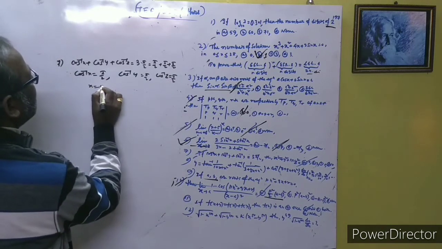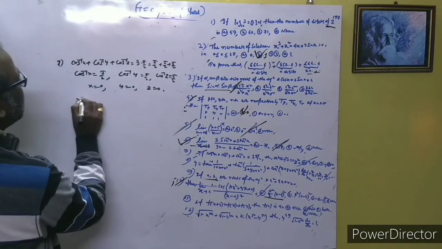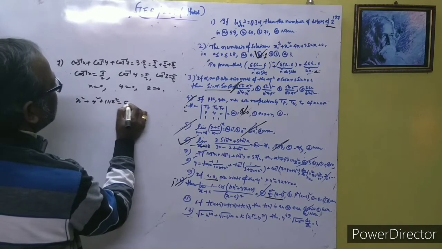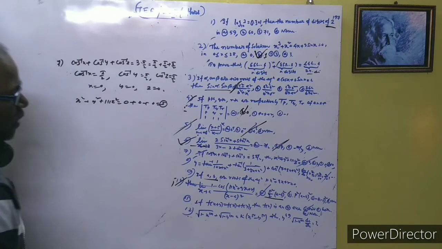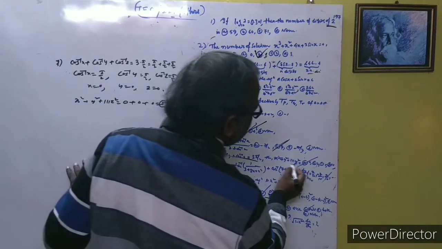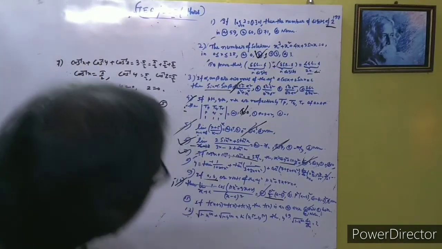And now you can write here this is 0 and this is 0 and this is 0. So now x square plus y square, and this is 1, 1, 1, and z square, this will be 0 plus 0 plus 0, then we got 0 here. So for question number 7, the solution is 0. So this is option A. Okay, see carefully, this is the best solution.